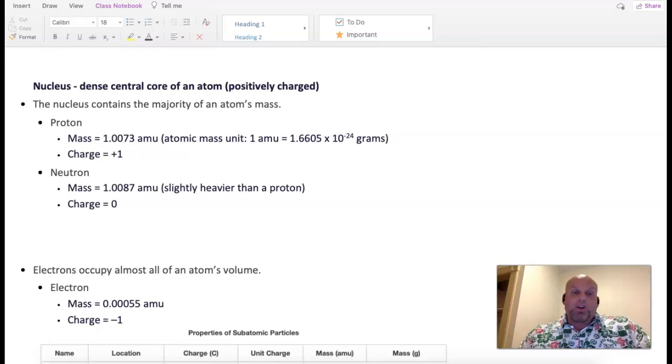Additionally, I've listed here the charge of the protons and neutrons. So as we know, the proton is positively charged and the neutron is neutral. So therefore, the charge in the nucleus is positive.